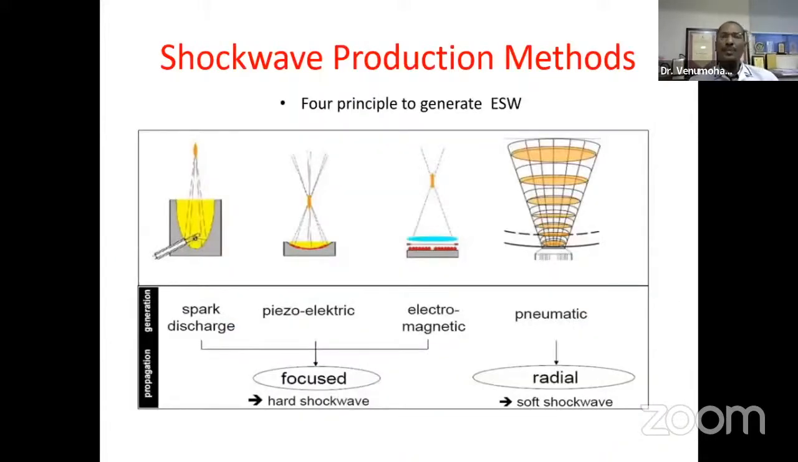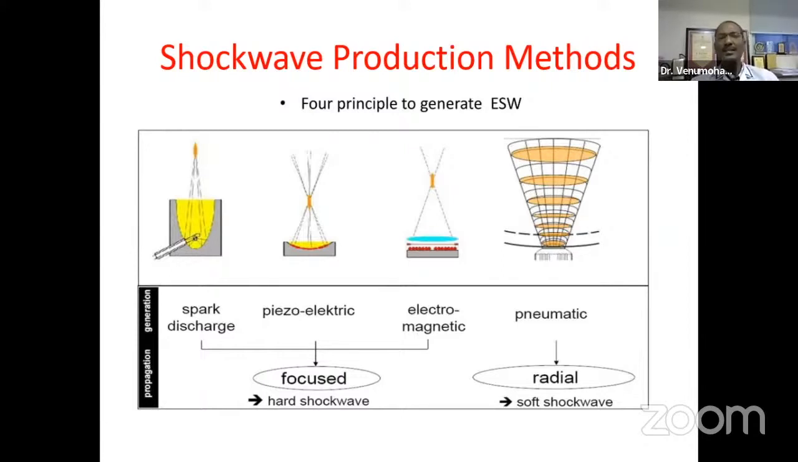If you come to the methods of production, basically we have 4 principles to generate shockwave therapy. The first one is the spark discharge. The second one is the piezoelectric. The third one is electromagnetic. And these 3 are used for producing focused shock wave. So in the next slide we'll try to understand what is focused shock wave and what is radial shock wave. And with the image, you come to an understanding that the first 3 methods give focused shock waves. And in the last one, there is a radial shock wave where there is actually a dispersion of the waves.